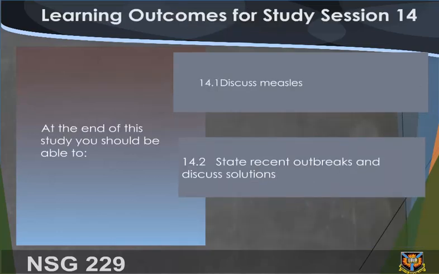Learning outcomes. At the end of the study, you should be able to: 1. Discuss measles. 2. State recent outbreaks and discuss solutions.